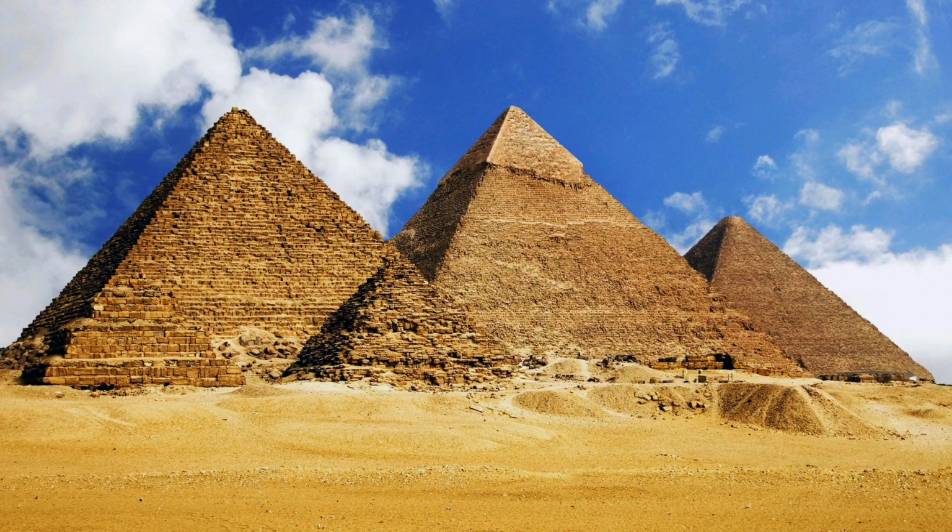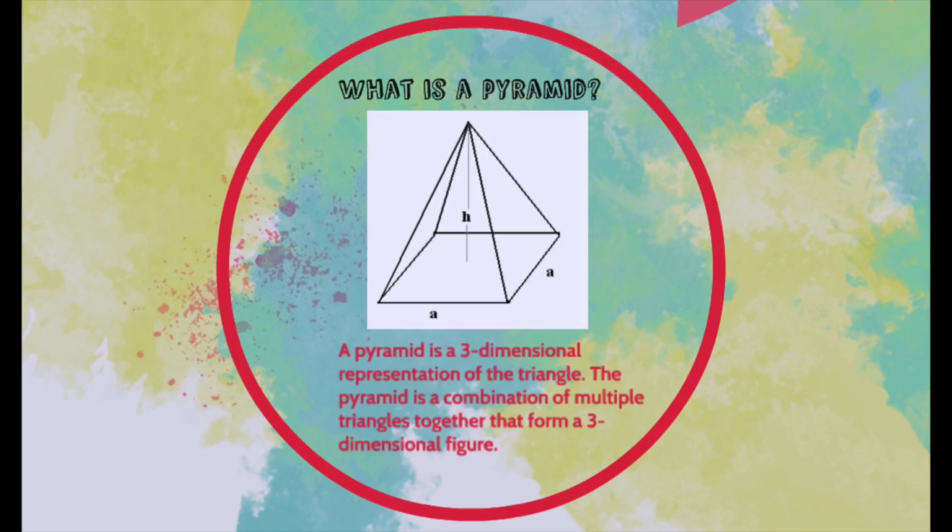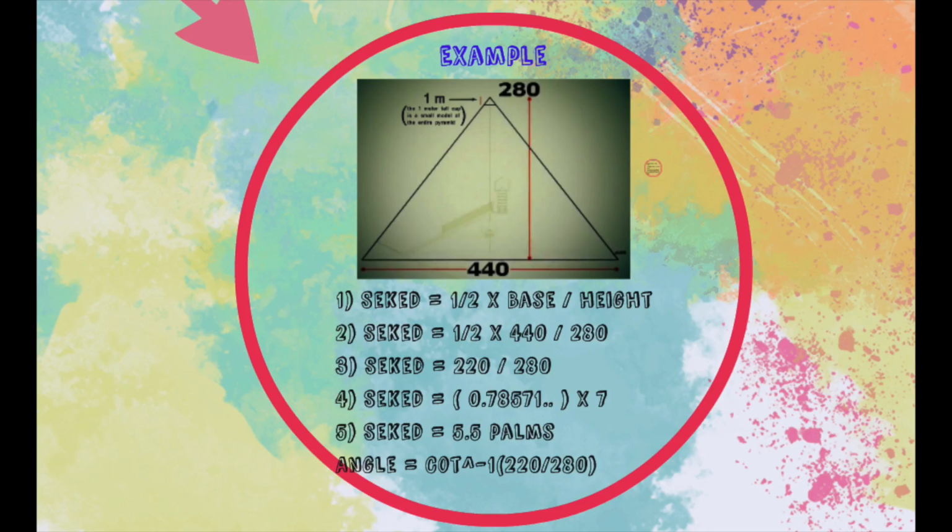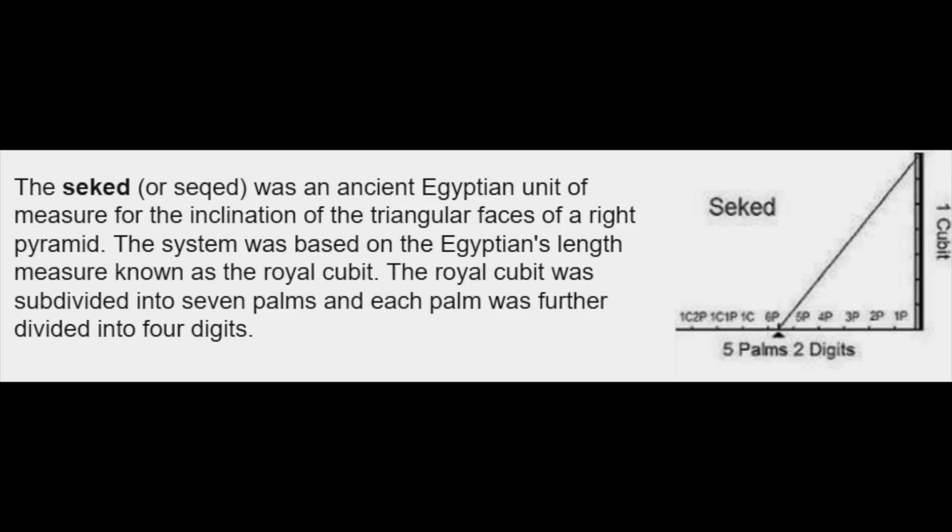The Egyptians were able to make every triangular side identical, making the structure more stable and solid using the secant. The secant equals the cotangent of an angle, or half times base divided by height. The ancient Egyptians did not use angles to measure the slope. They used the secant. The secant was an ancient unit of measurement for the inclination of the triangular surface of a right-angled triangle.